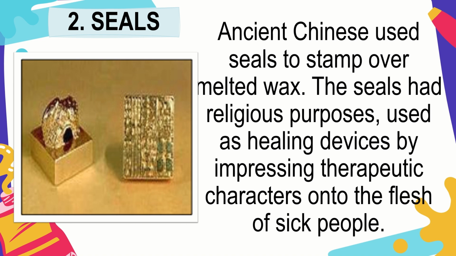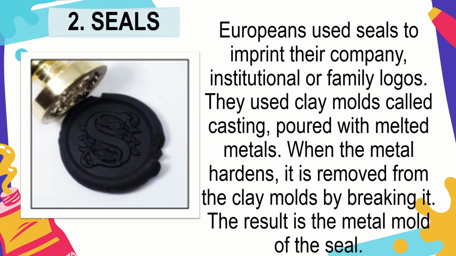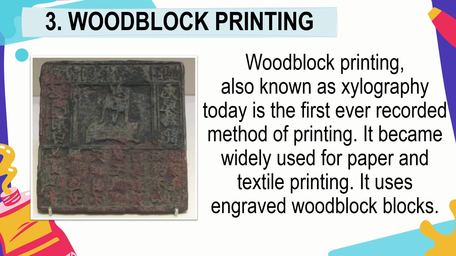Our number 2 is seals. Ancient Chinese used seals to stamp over melted wax. The seals had religious purposes, used as healing devices by impressing therapeutic characters onto the flesh of sick people. Europeans used seals to imprint their company, institutional or family logos. They used clay mold called casting, poured with molten metals. When the metal hardens, it is removed from the clay molds by breaking it. The result is the metal mold of the seal.